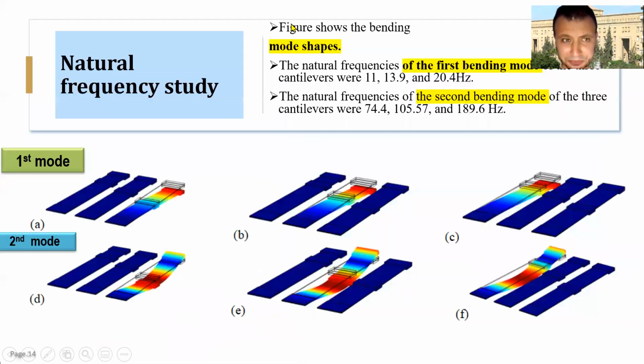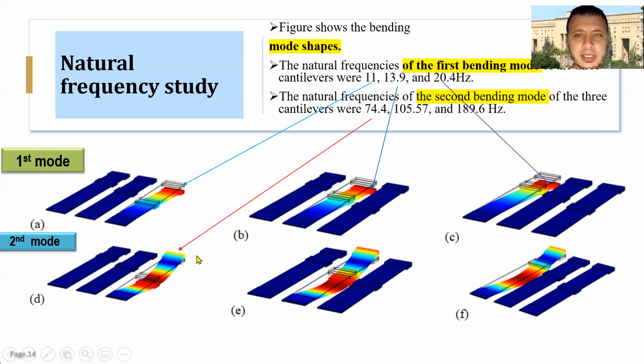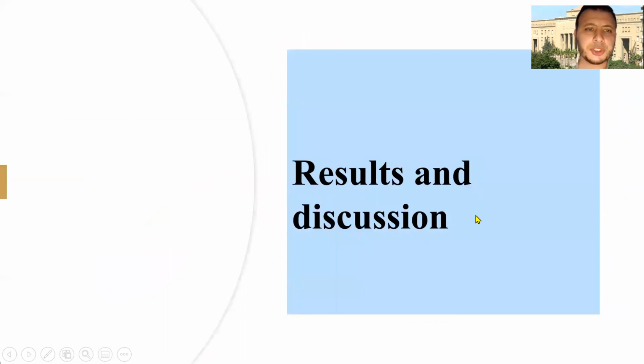Natural frequency study. The figure shows the bending mode shapes of the first mode and second mode. The natural frequencies of the first bending mode of the cantilevers were 11 for the first beam, 13 for the second beam, 20 for the third beam. The natural frequencies of the second bending mode of the three cantilevers were 74 for the first beam, 105 for the second beam, 189 for the third beam.